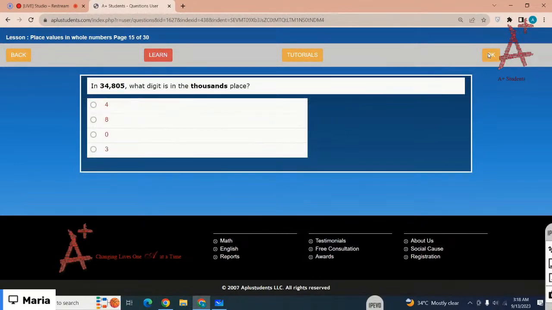In 34,805, what digit is at the thousands position? Yes, 4 is at the thousands position, right? You can complete the lesson by yourself later today. Let's just move on to the next lesson.